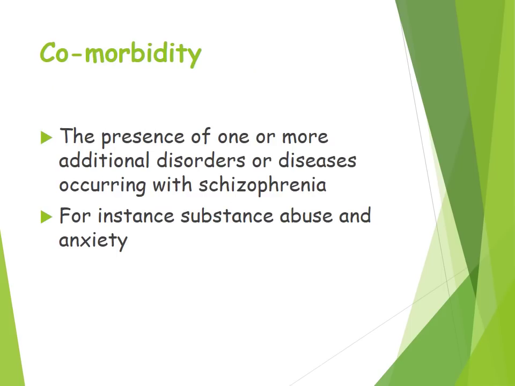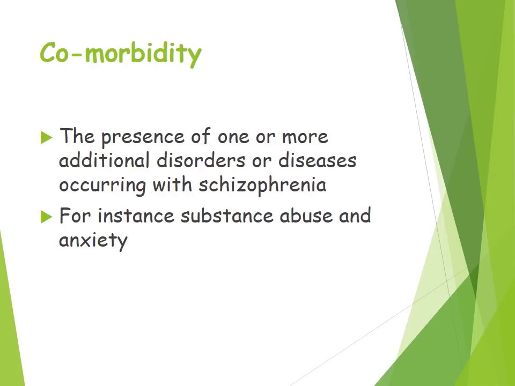So if we move on to all the factors that can affect reliability and validity of diagnosis. So we talked about the idea that they should be different from other conditions. Now, comorbidity is when there is a presence of one or more additional disorders or diseases that happen with schizophrenia. So for instance, substance abuse and anxiety are common among patients with schizophrenia.